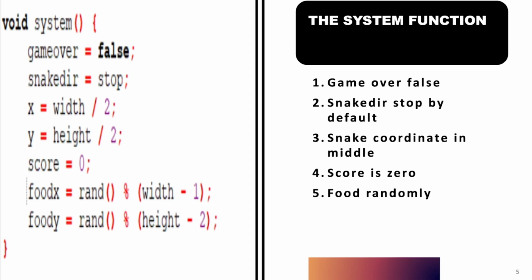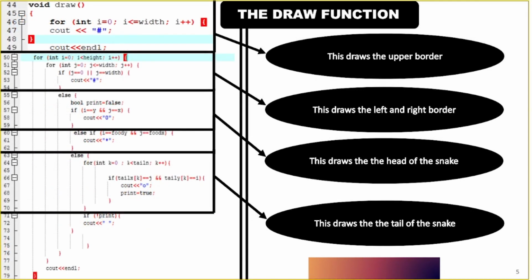Okay, coming over to our draw function, which is important as it draws the upper border, left and right border, the head of the snake, the tail of the snake, and also the lower border, and prints the score below it. This function is responsible for rendering the game, including the snake, food, and borders to the console. First of all, for drawing the top border, a loop is used to print the hash character for the top border. This loop runs to the width times to include left and right borders.